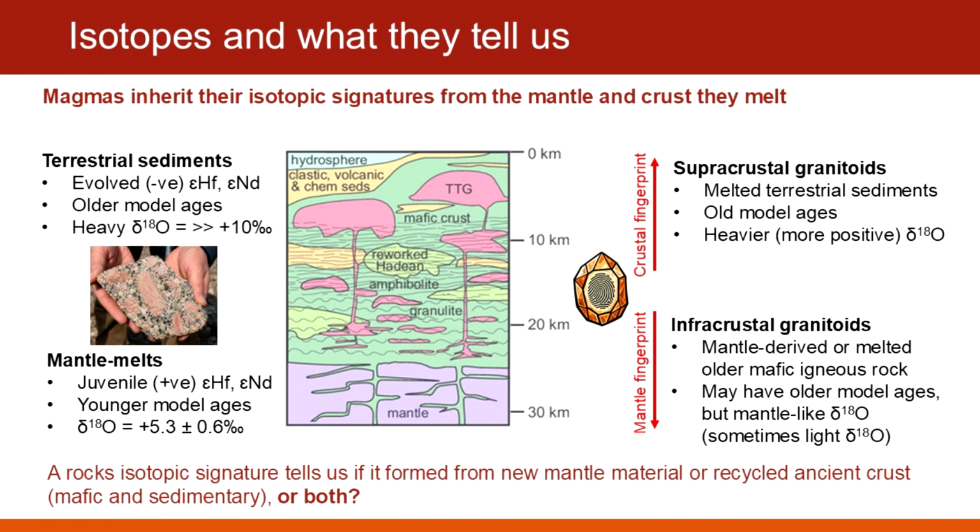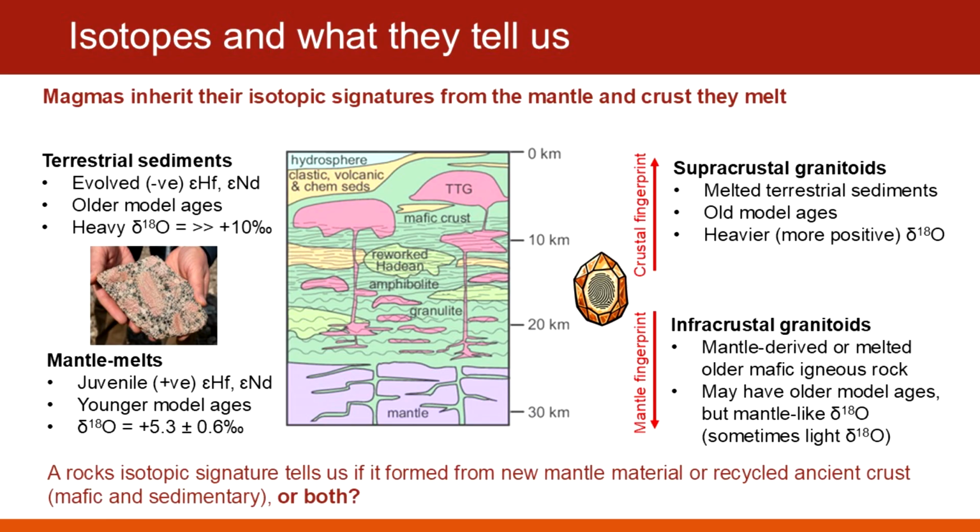So a rock's isotopic signature and the minerals that crystallize within it, specifically zircon, basically act as a fingerprint, and they can tell us if it formed from new mantle material or recycled ancient crust, which could be both mafic or metasedimentary, or potentially a mixture of both.